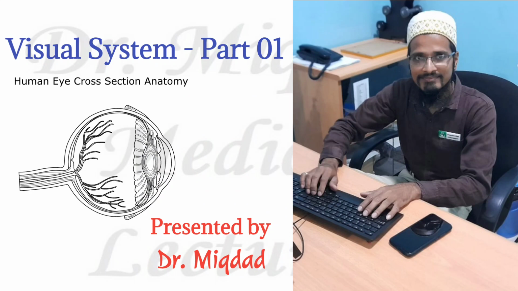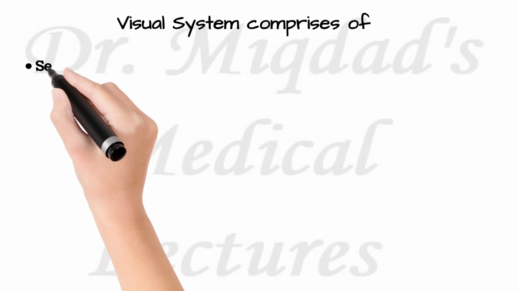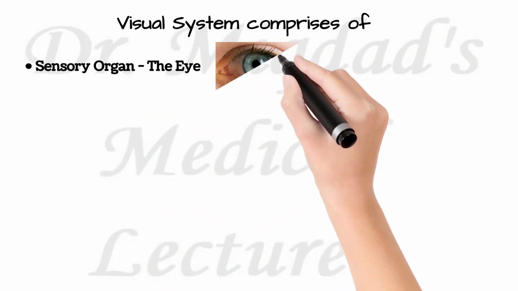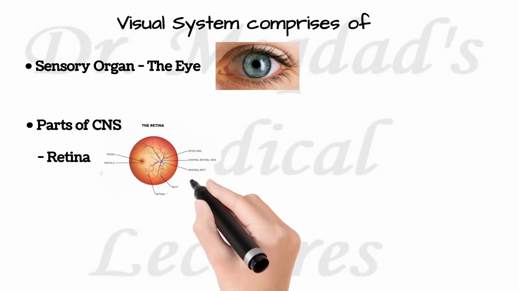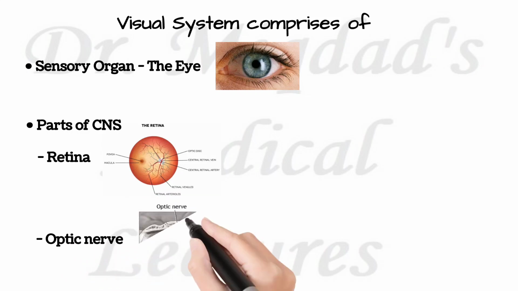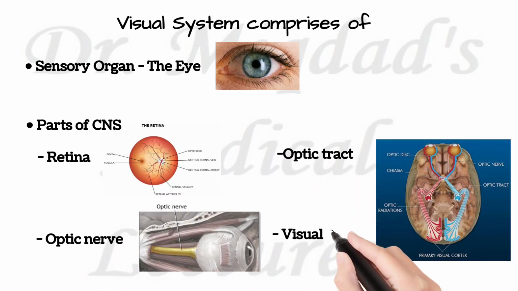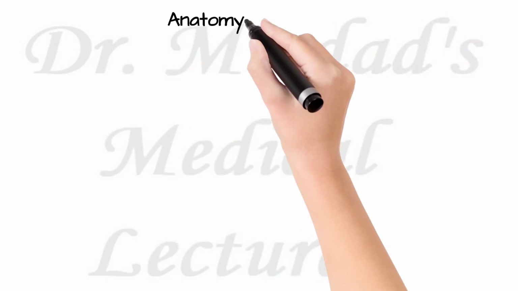Along with simple vision, the visual system also has many other interesting functions, like maintenance of balance, coordination under visual guidance, pupillary light reflex, circadian resetting, alerting effects, etc. Now coming to the components of the visual system, it comprises the sensory organ, that is the eye, and parts of the central nervous system, that is the retina, which comprises photoreceptors, then the optic nerve, the optic tract, and the visual cortex. So today let's discuss the anatomy of the eye.